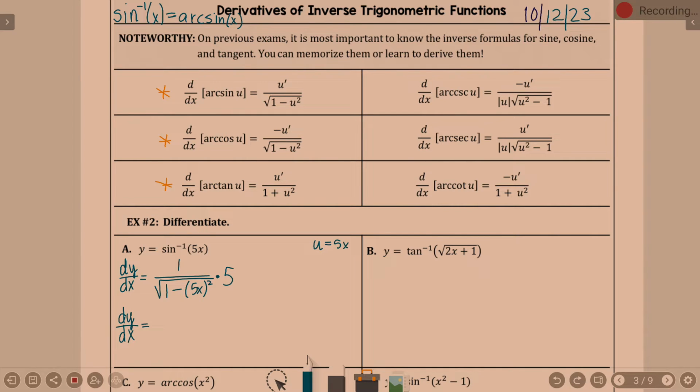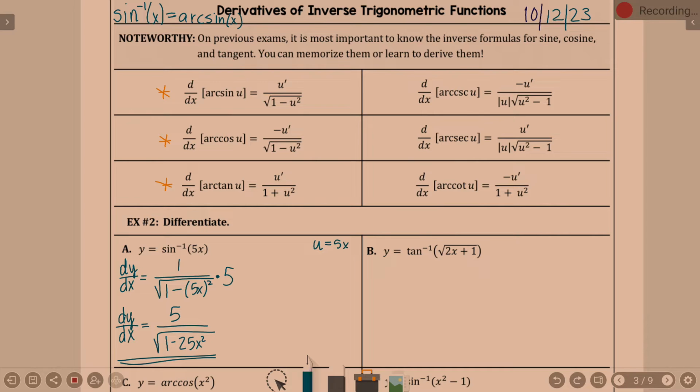Thank you. If we clean this up, what's our cleanup going to look like? 5 over square root of 1 minus 25x squared. Yep. As I said, you don't really have to be here for what we did yesterday to be able to do this. I mean, it was a good breaking point because now we're just starting the application process. Okay, questions there?